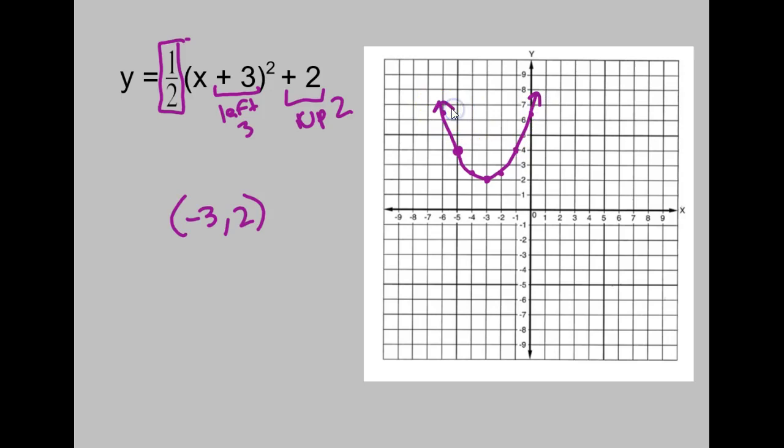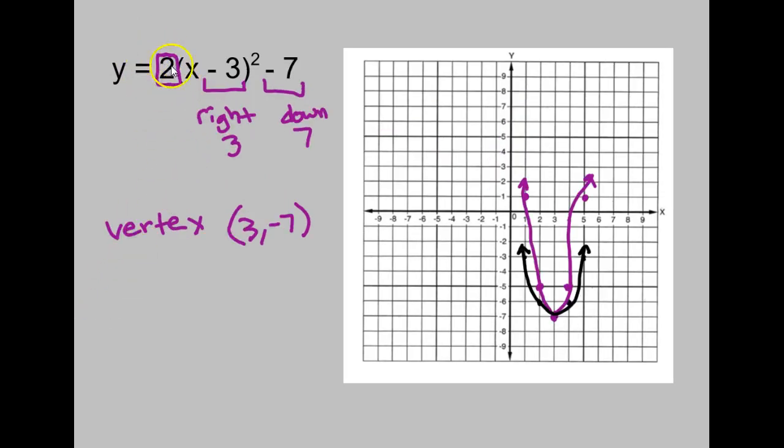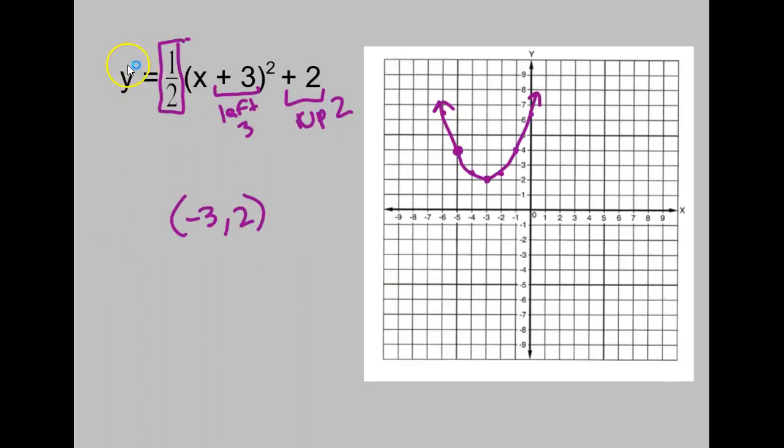It's quite a bit wider. It's kind of more open. That's because our a value here is making it less steep. In the previous problem, our a value was a full 2. It made it more steep. So with those pieces of information, we can graph any parabola whatsoever.